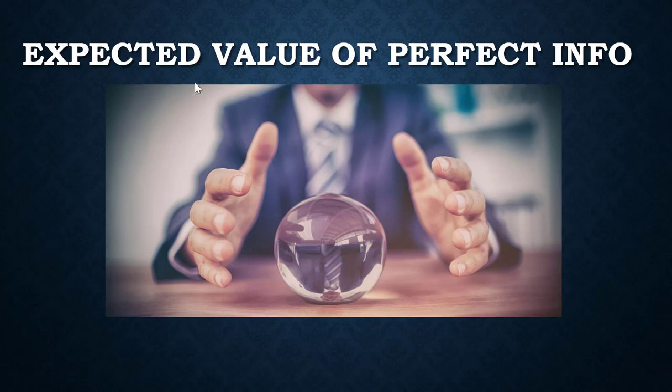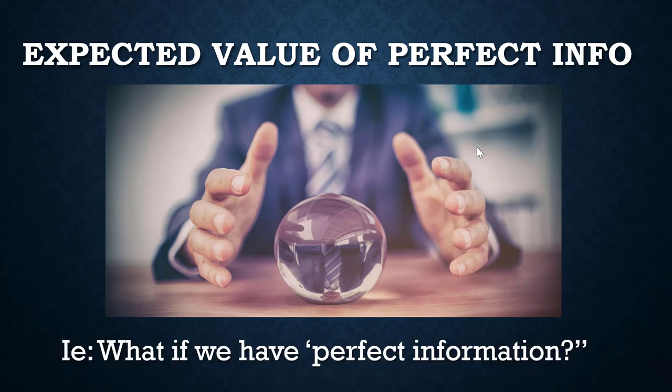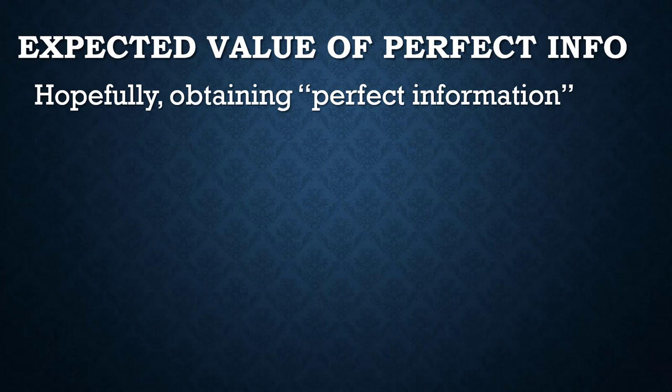Let's now look at what's called the expected value of perfect information, or EVPI. So what if we know what is going to happen? What if we have perfect information? Let's have a look at that.